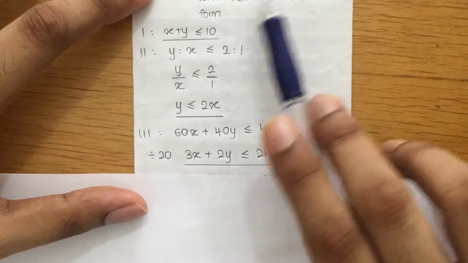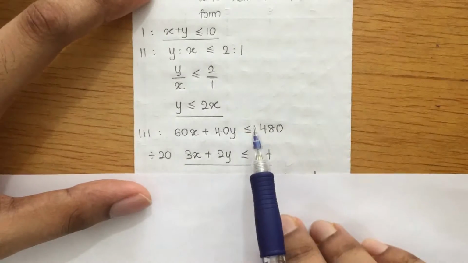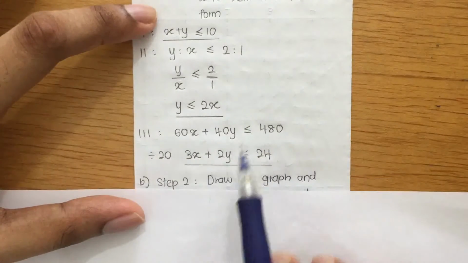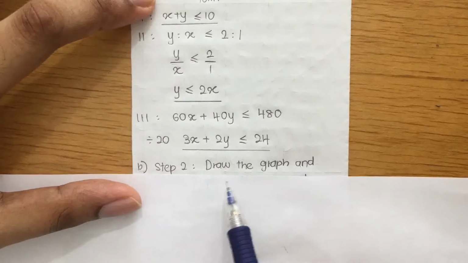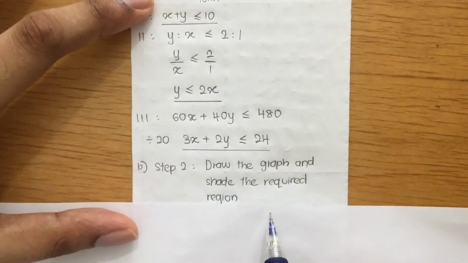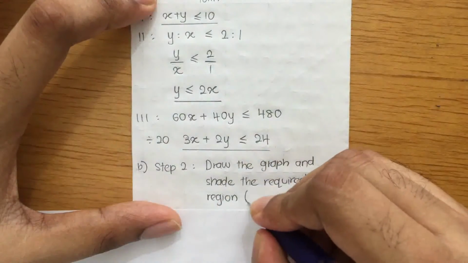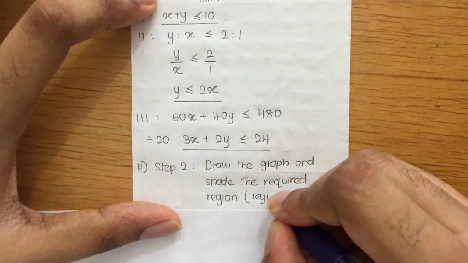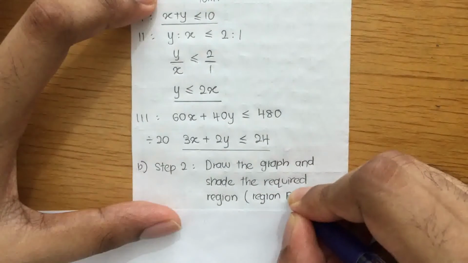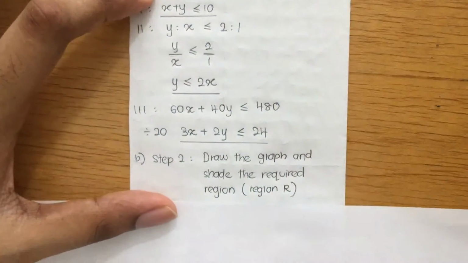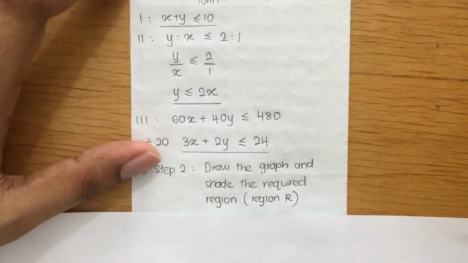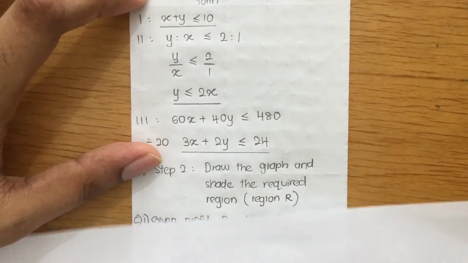Once you've identified this, for step 2, we can proceed to draw the graph and then shade the required region. In this case, the region mentioned is region R. I'm going to show you the graph paper now, so please hold on for a moment.